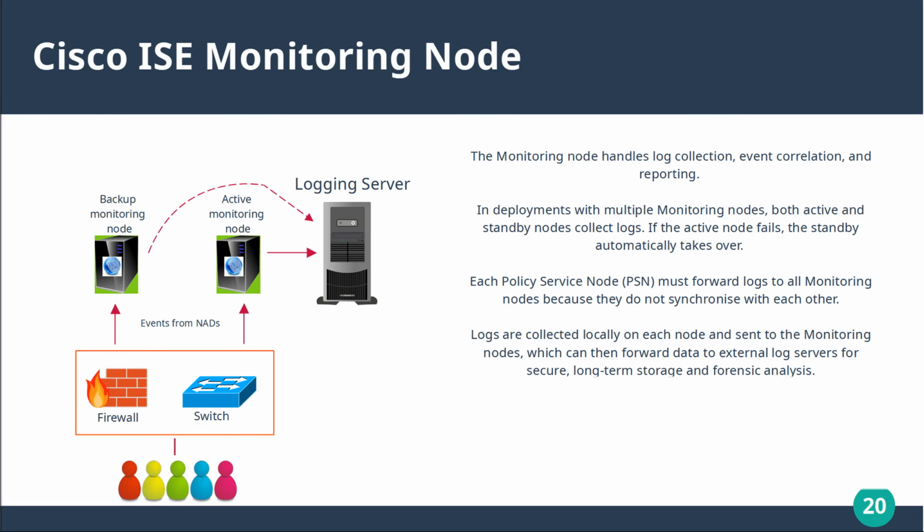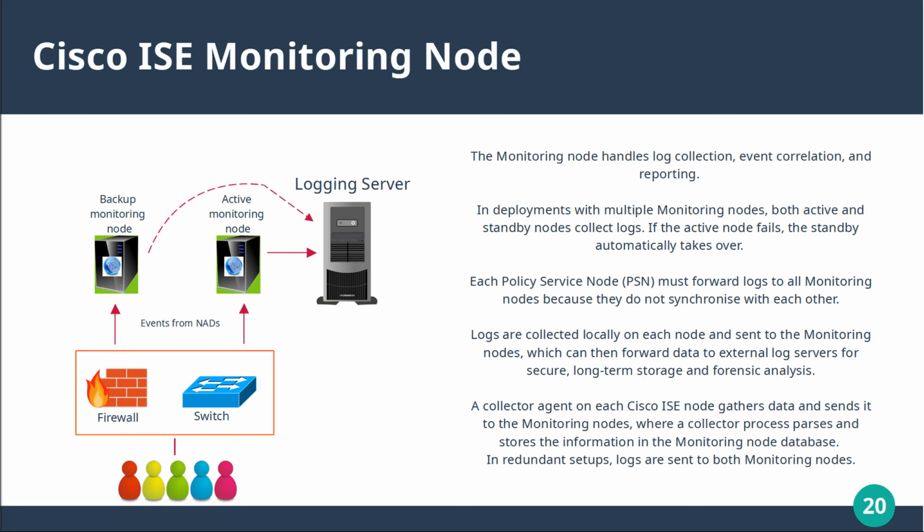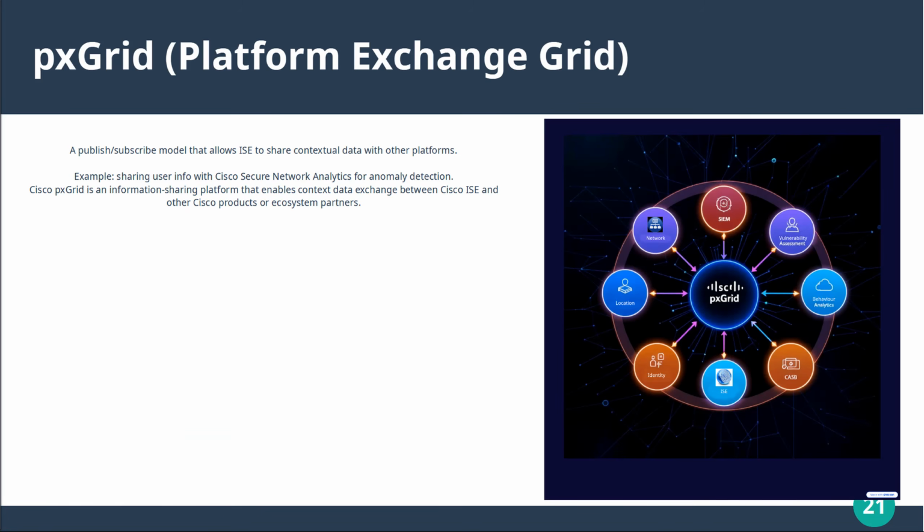Logs are collected locally on each node and sent to the monitoring nodes, which can then forward data to external log servers for secure long-term storage and forensic analysis. A collector agent on each Cisco ISE node gathers data and sends it to the monitoring nodes, where a collector process parses and stores the information in the monitoring node database. Policy service nodes send logs using syslog over UDP port 20514, and in redundant setups, logs are sent to both monitoring nodes.